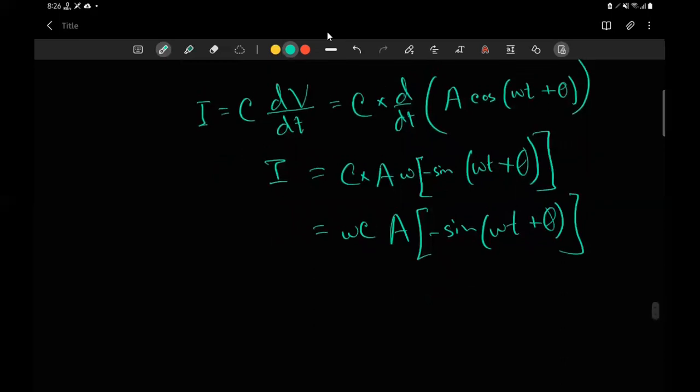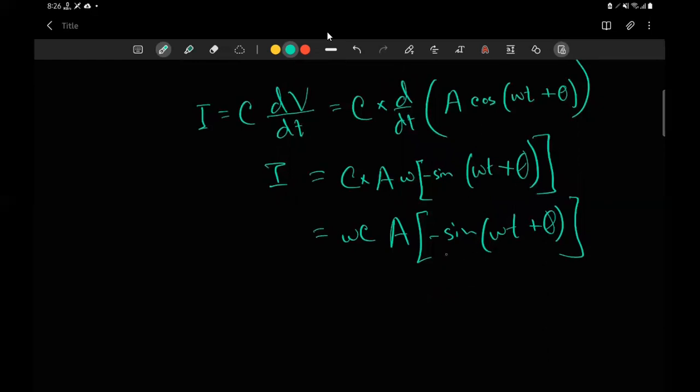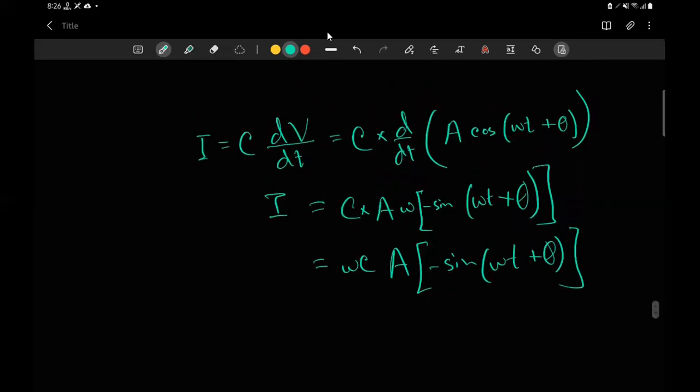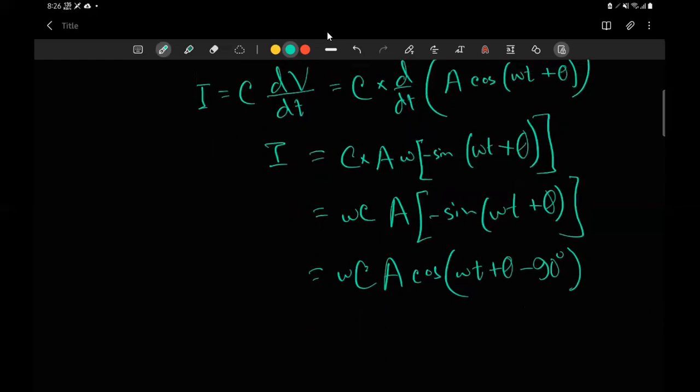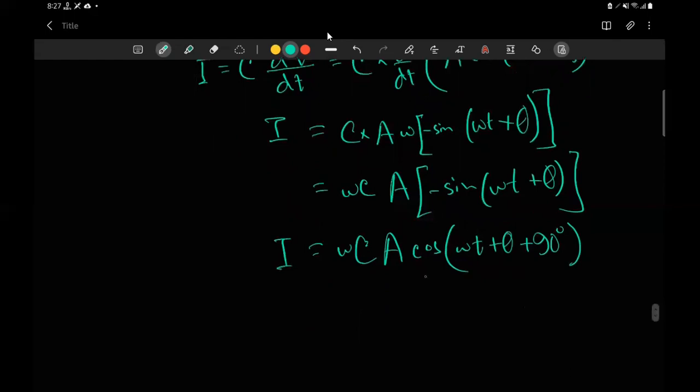Remember that you can actually write sine in terms of cos, so I want to convert it back to cos. If I do that, what I will get is omega t plus theta minus 90 degrees, or is it plus? You have a minus in front, so something like this, I guess. I think you should have a plus here, sorry. And if you have that, you can see this is almost like our voltage, but you have a plus 90 degree shift, right?